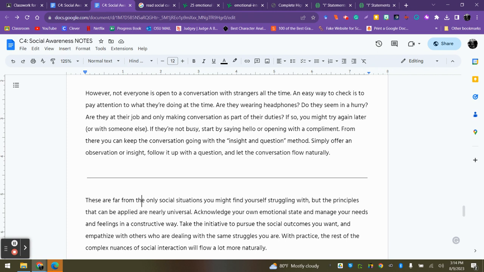An easy way to check is to pay attention to what they're doing at the time. Are they wearing headphones? Do they seem in a hurry? Are they at their job and only making conversation as part of their duties? If so, you might try again later or with someone else.